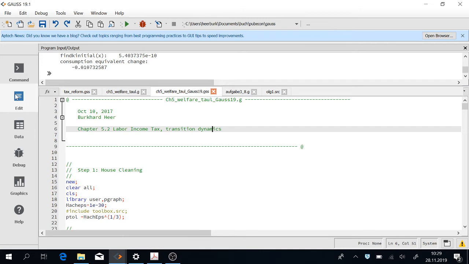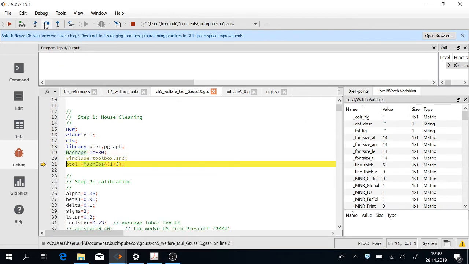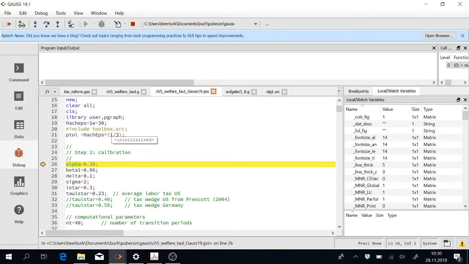What we will do next is we debug this program together. So for this reason, press the red button in the top menu bar, and we go through the code together, line by line. In the first step, we do some house cleaning. So we clear the memory and we clear the screen, stuff like this, and include the toolbox.src in our program execution. So now Gauss knows that some procedures that we will use, it looks up in toolbox.src. So for example, the nonlinear equation system solver is stored in this toolbox.